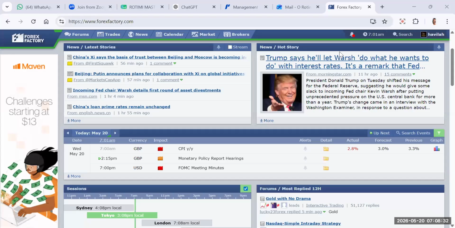May 2026. Now, there are a couple of fundamental events today.